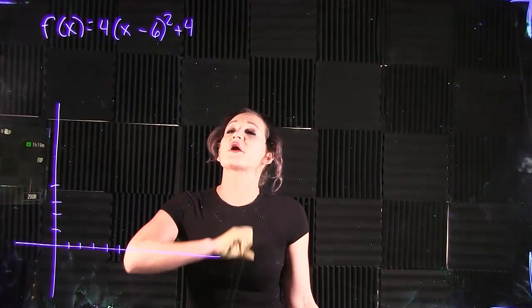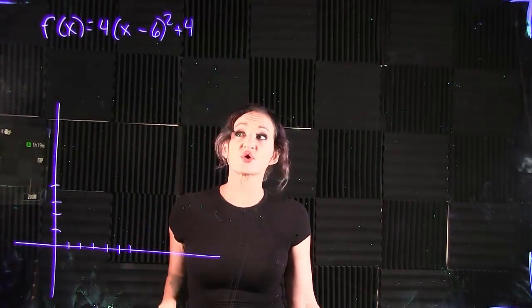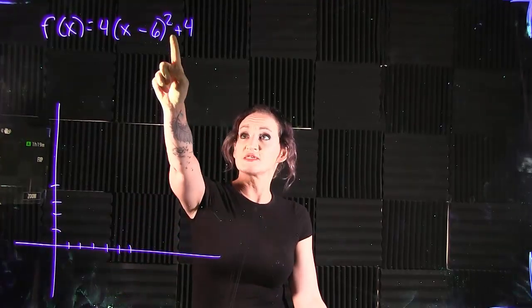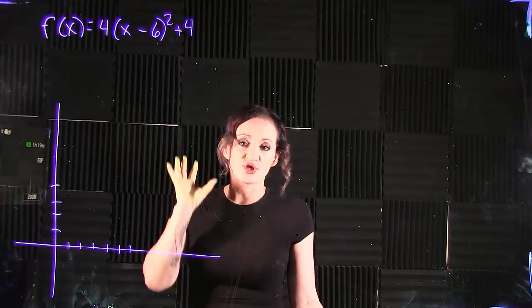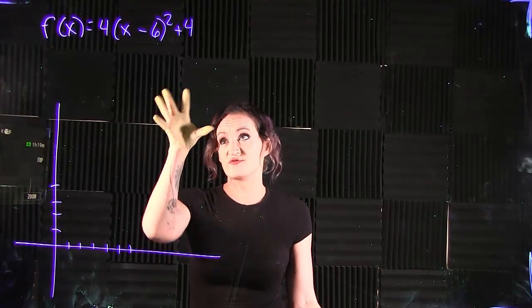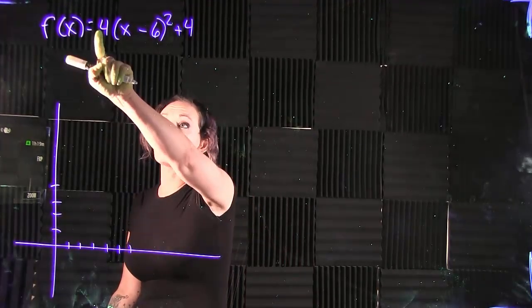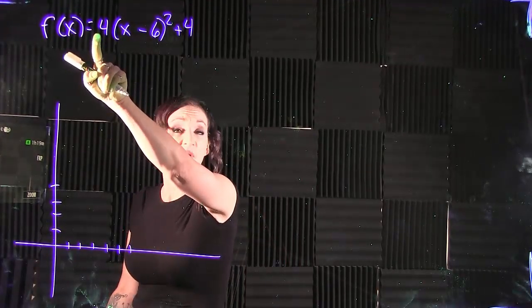For example, we are going to graph the given function. So they gave us a function here. This is a quadratic equation in vertex form. So to go from a quadratic equation that's in vertex form to a graph, the first thing we want to pay attention to is the sign here in front. Is it positive? Is it negative?